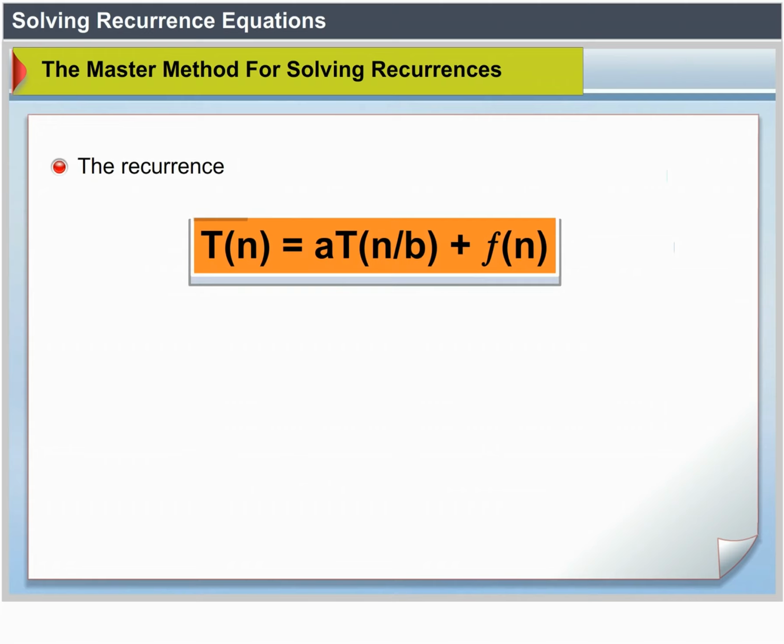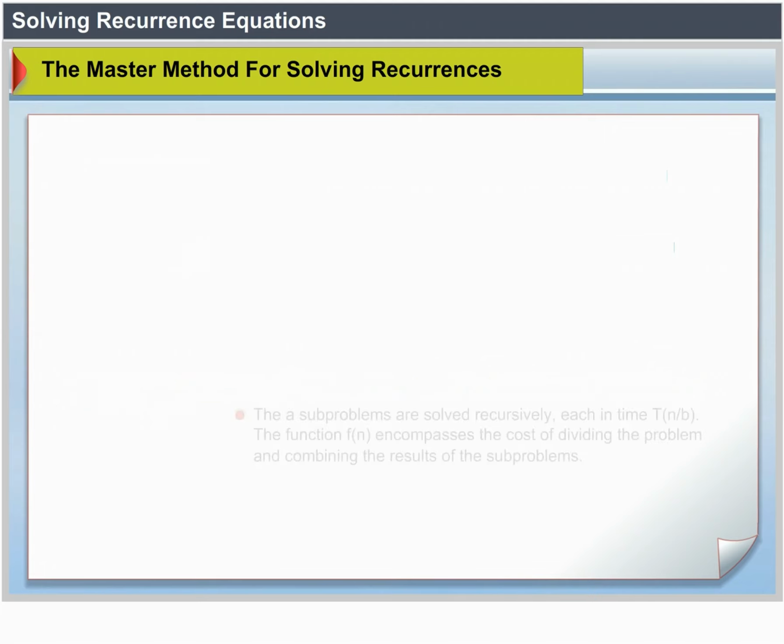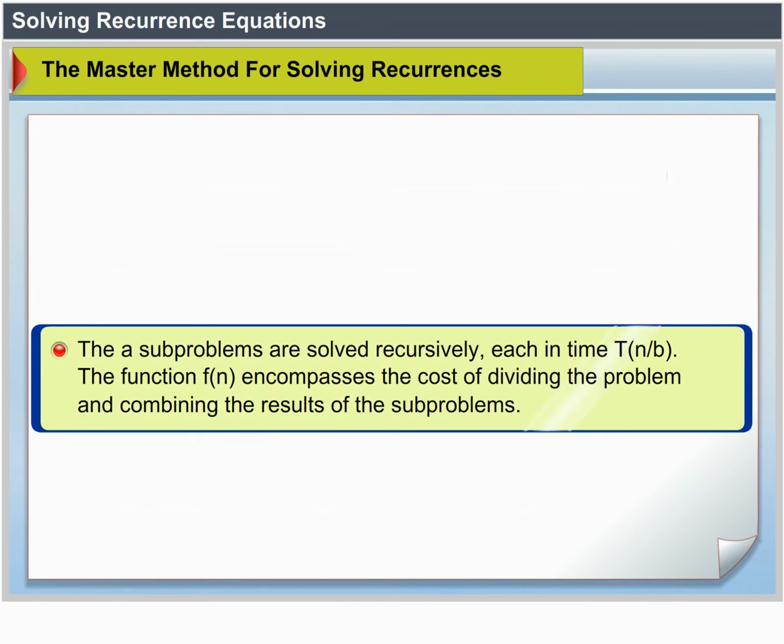The recurrence T of n equals a T of n by b plus f of n describes the running time of an algorithm that divides a problem of size n into a subproblems, each of size n by b, where a and b are positive constants. The a subproblems are solved recursively, each in time T of n by b. The function f of n encompasses the cost of dividing the problem and combining the results of the subproblems.